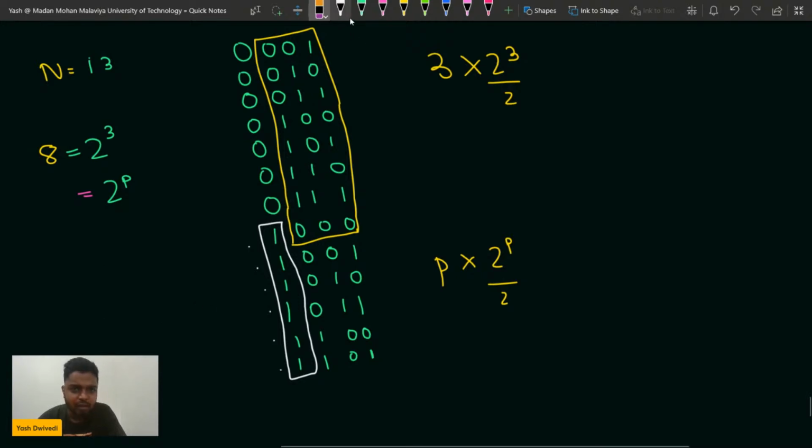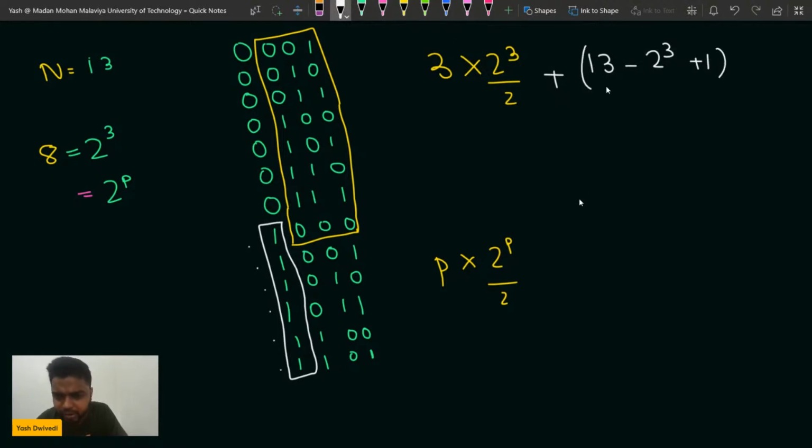So in this case, I have to write that the white bits that are set will be nothing but n minus 2 to the power p plus 1. Here in this case it will be 13 minus 2 to the power 3 plus 1. So if I have to write the general formula, it is nothing but n minus 2 to the power p plus 1. Is this part clear? That's how I've counted the yellow part and the white part.